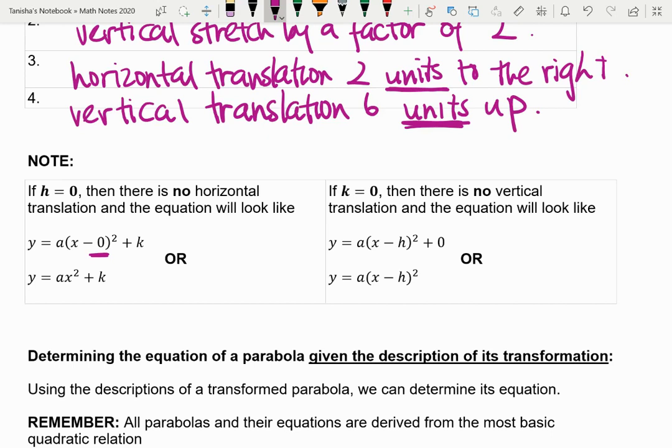For a k value equal to 0, your vertex form would be modified to y equals a bracket x minus h squared with no k value at the end. Okay, and again, there would be no vertical translation.